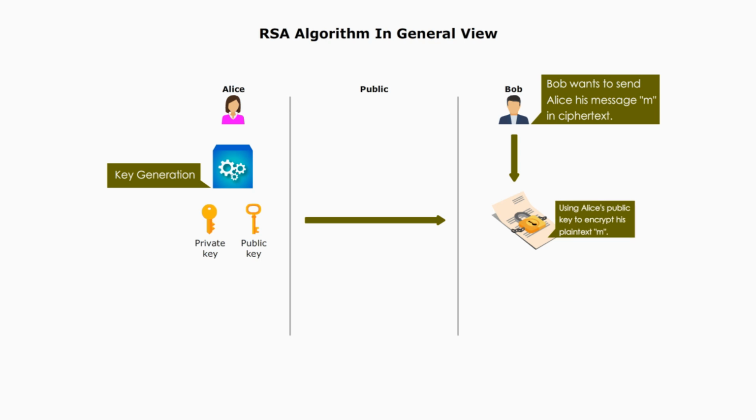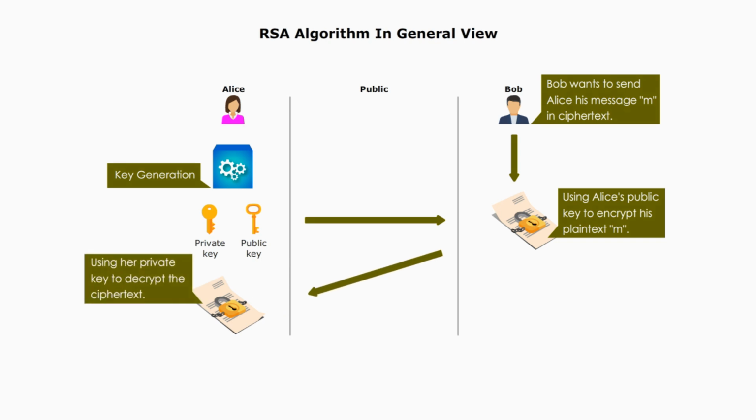Step 2. Bob, the message sender, will use Alice's public key to encrypt his message and send the encrypted message, ciphertext, to Alice. Step 3. Alice uses her private key to decrypt Bob's ciphertext. Now let me demonstrate the whole process with some simple numbers.